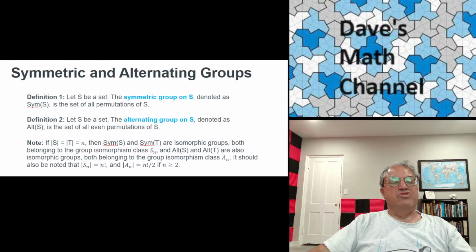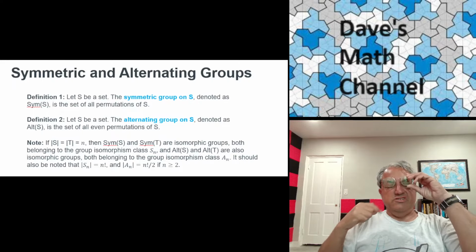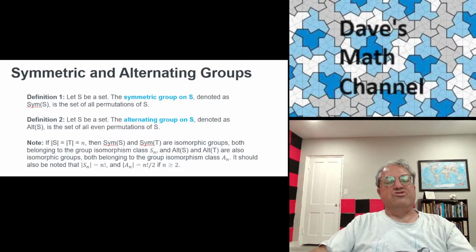Then there are n minus 2 ways we can map the third element, and so on, all the way up to the last element that has just a unique map. So that makes a total of n times n minus 1 times n minus 2, all the way down to 1. That's n factorial. That's pretty easy to see: there are n factorial permutations of any set of order n.